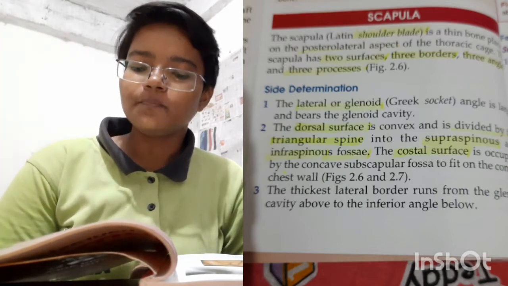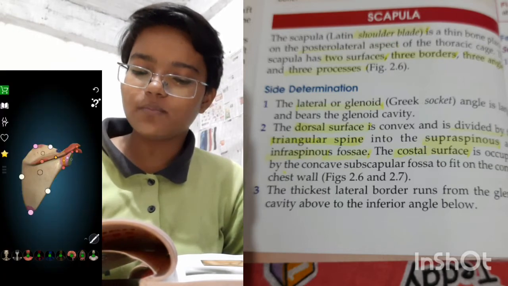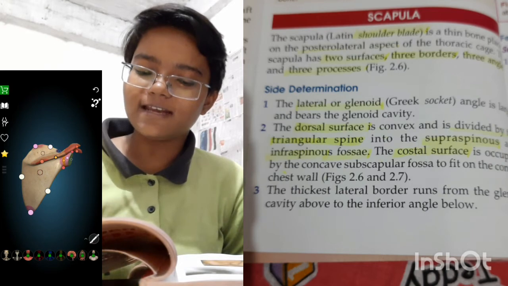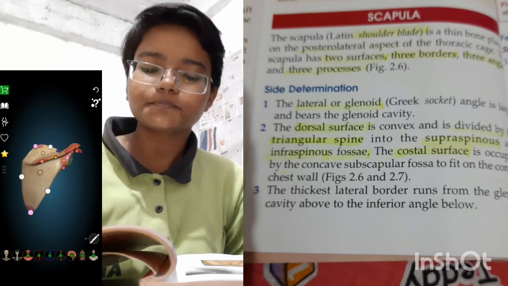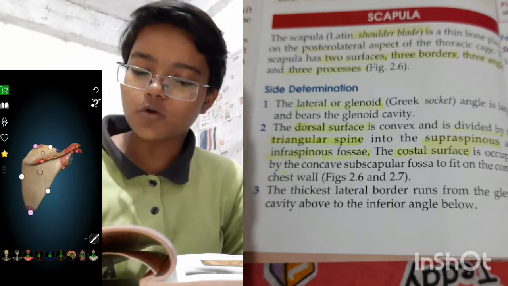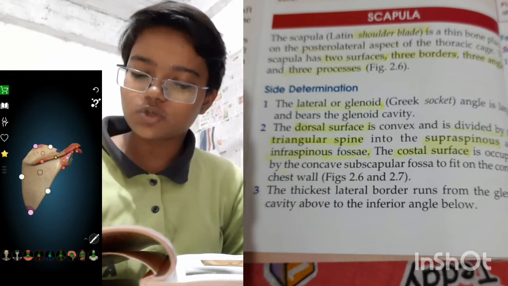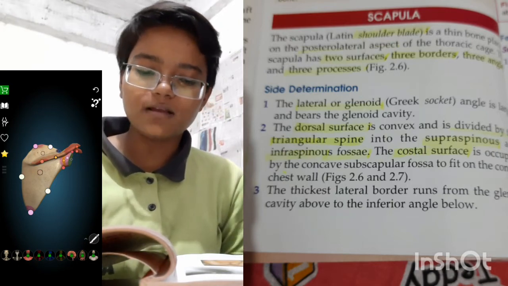Side determination. The lateral or glenoid (Greek, socket) angle is large and bears the glenoid cavity. The dorsal surface is convex and is divided by a triangular spine into the supraspinous and infraspinous fossa. The costal surface is occupied by a concave subscapular fossa to fit on the convex chest wall. The thickest lateral border runs from the glenoid cavity above to the inferior angle below.